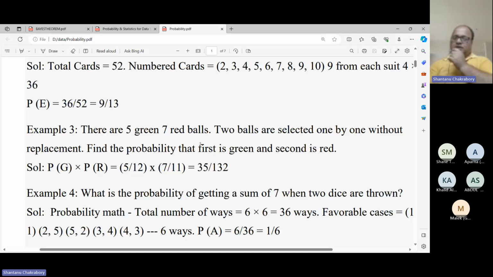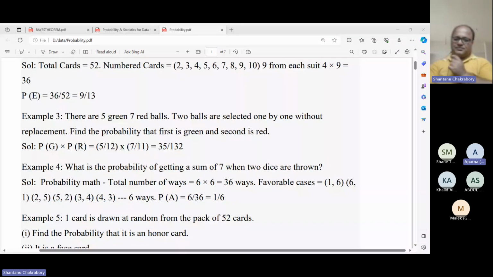Is it clear? How do we get the probability in this particular case? Yes, everyone? Yes, sir. Okay.